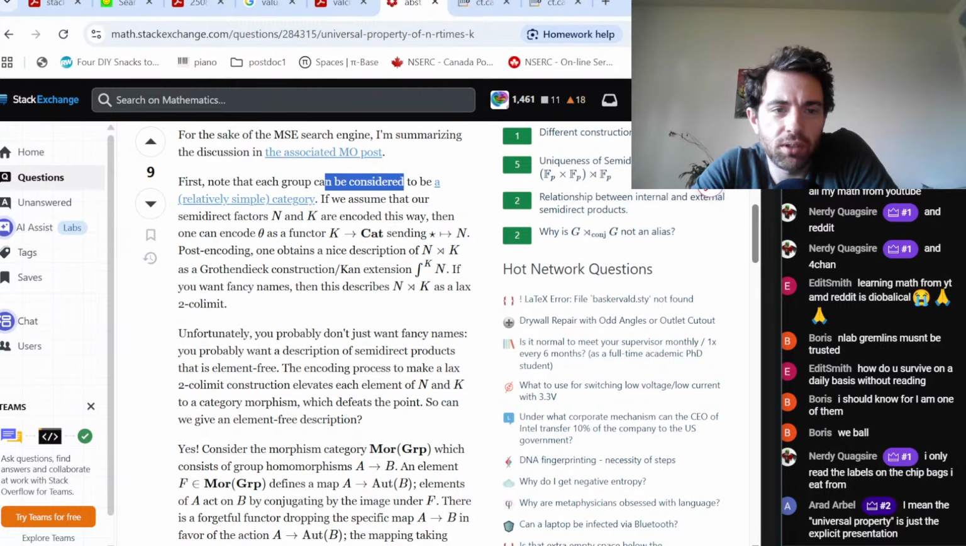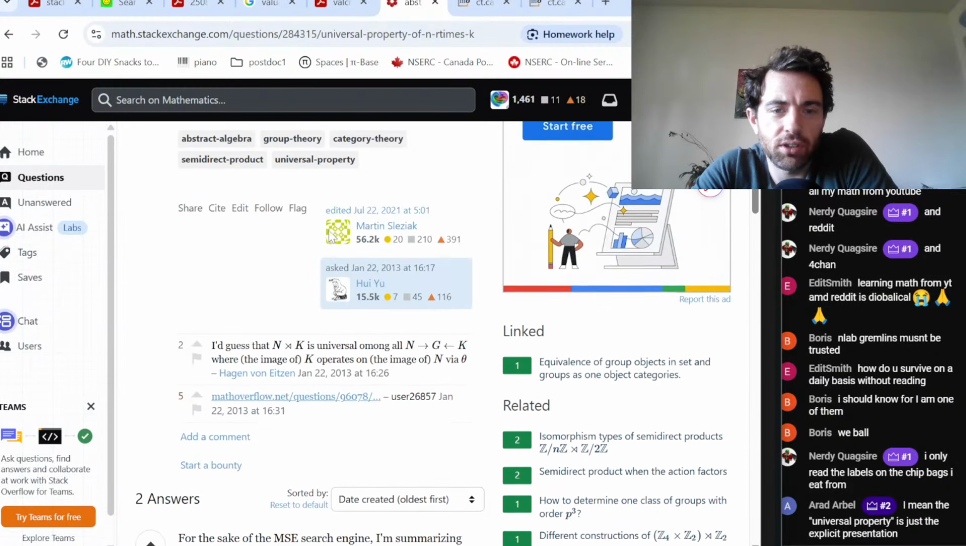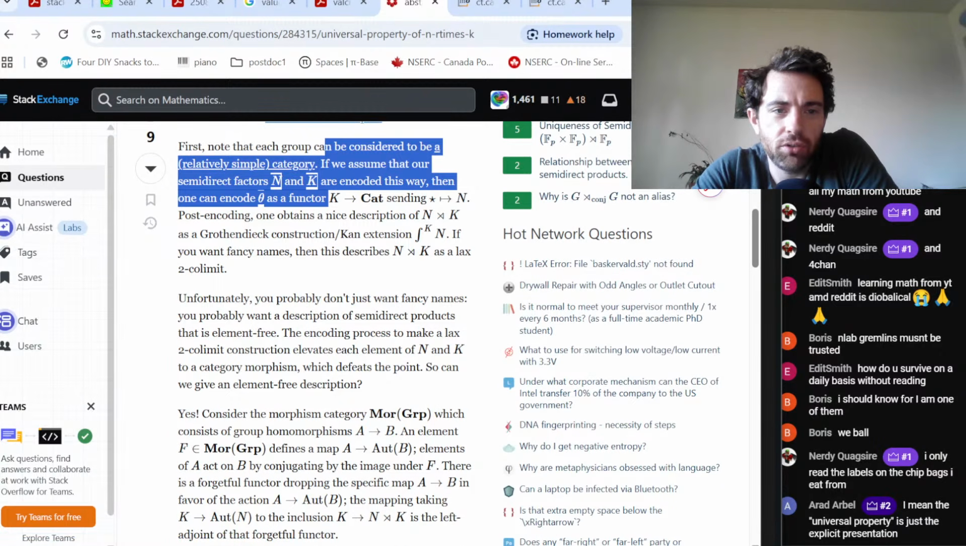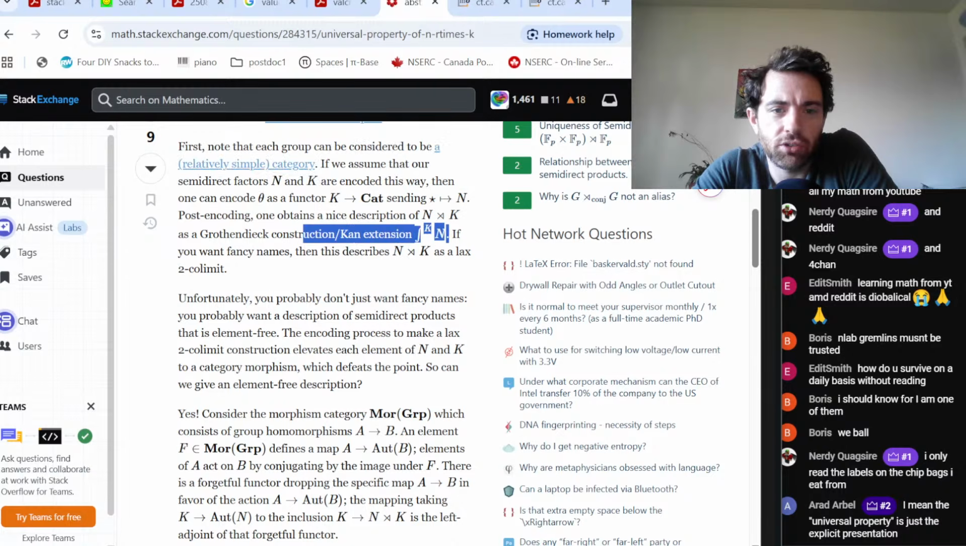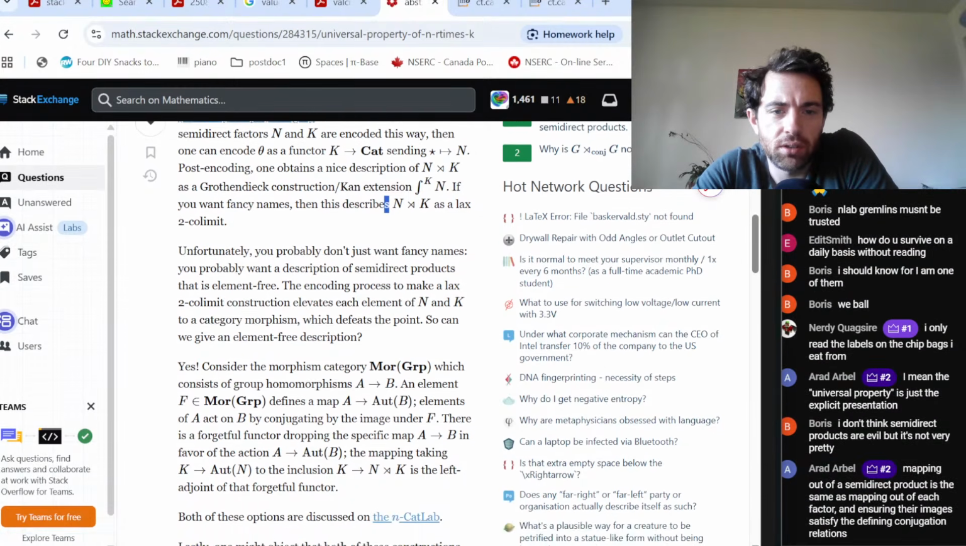First, note that the group can be considered a relatively simple category, sure. If we assume that our semi-direct factors are encoded in this way, then one can encode theta. I guess that's the action. From K into categories, one obtains as a Grothendieck construction / extension. Interesting. As a lax 2-colimit.